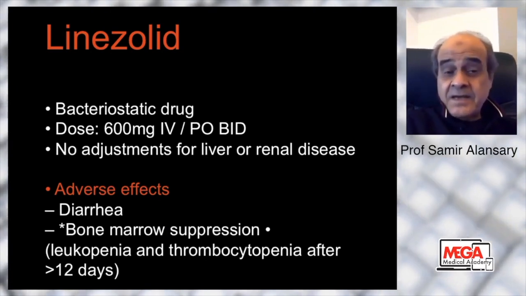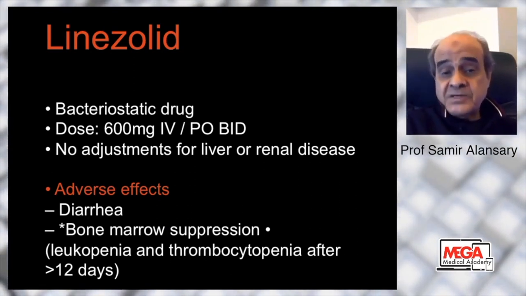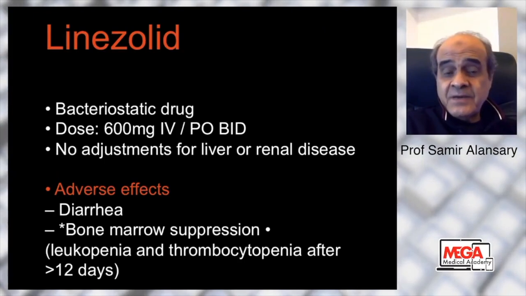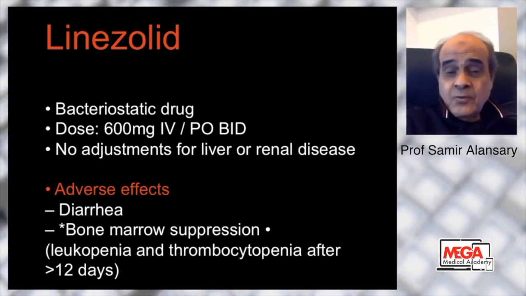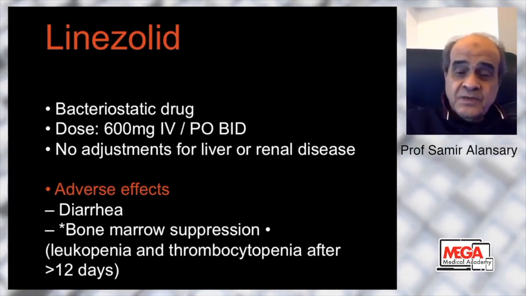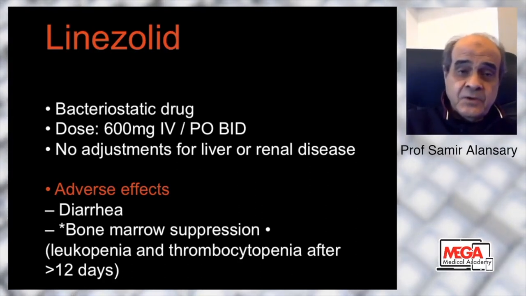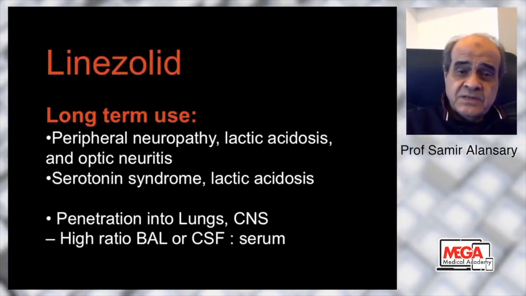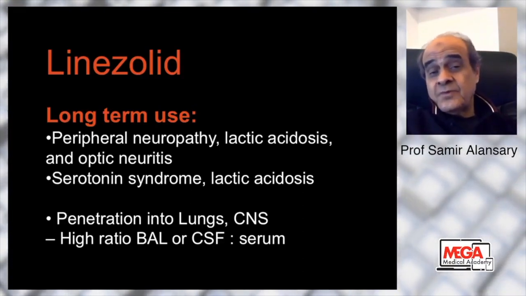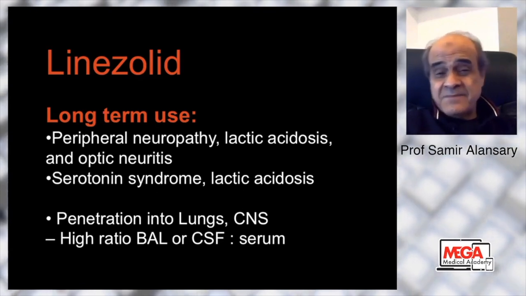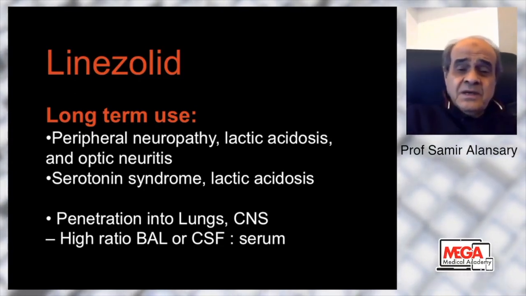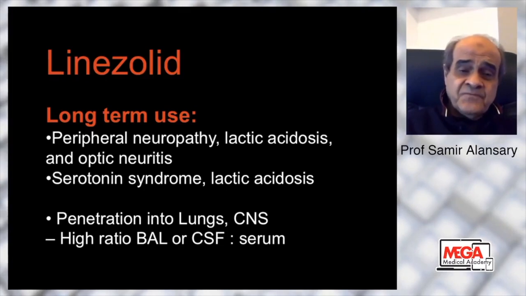Adverse effects of it: diarrhea and bone marrow suppression, very important. By the 10th or 12th day, you will face your patient anemic, with low RBCs and very low platelets. Leukopenia and thrombocytopenia after 10 to 12 days are very common. Take care also of serotonin syndrome and lactic acidosis. Peripheral neuropathy, where the patient starts complaining of some numbness in the lips, and optic neuritis. All these complications could be faced with linezolid.